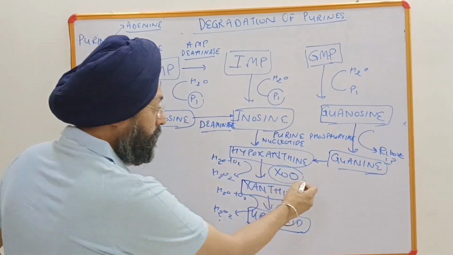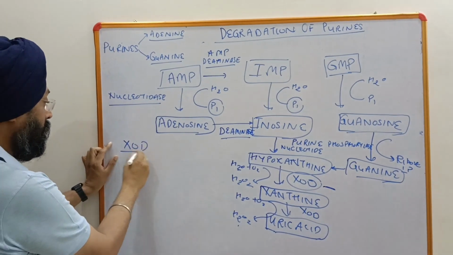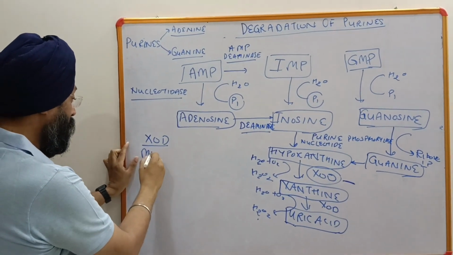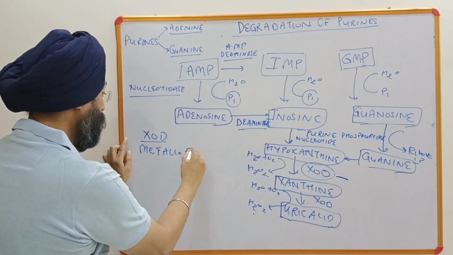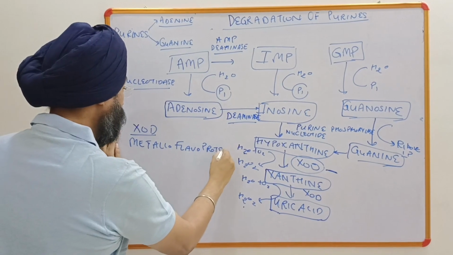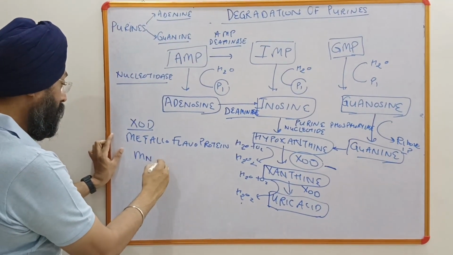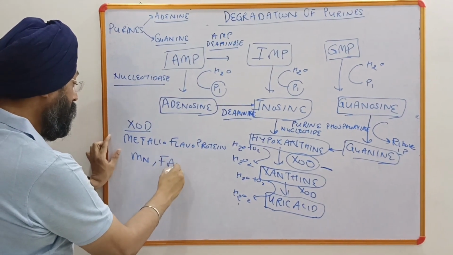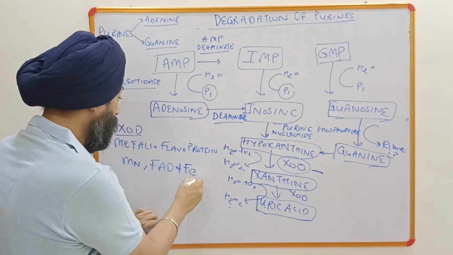So this enzyme, xanthine oxidase, is a metallo-flavoprotein, and it contains molybdenum, FAD, and iron, right?